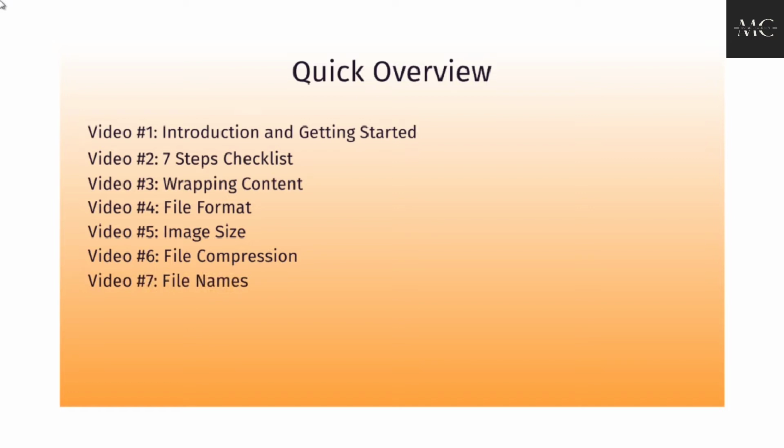Video number 7, we'll talk about file names, and why that's important. Video number 8, we'll talk about alt tags, which appear in the source code of your website. That also tells Google what your image is all about. There are a lot of different variables here, and a lot of times most people just focus simply on video 8, which is the alt tag. As you can see, it's much more than that.